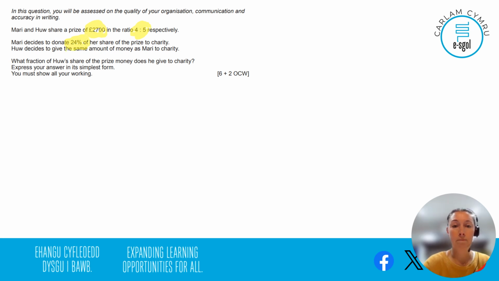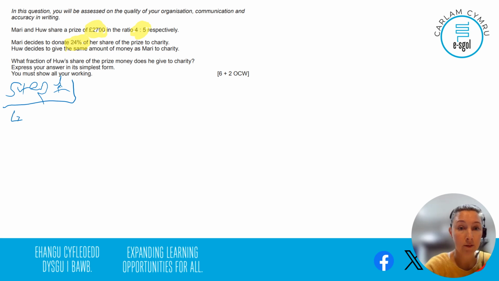Change my pen. So the first step, I've highlighted all the important bits. Step 1 is to figure out the parts of the 2,700 that Mary got and Hugh got. Step 1. And I do it very clearly like that. It shows that I'm actually doing it in a logical and organized way. So we'll add the 4 and the 5 equals 9 parts.